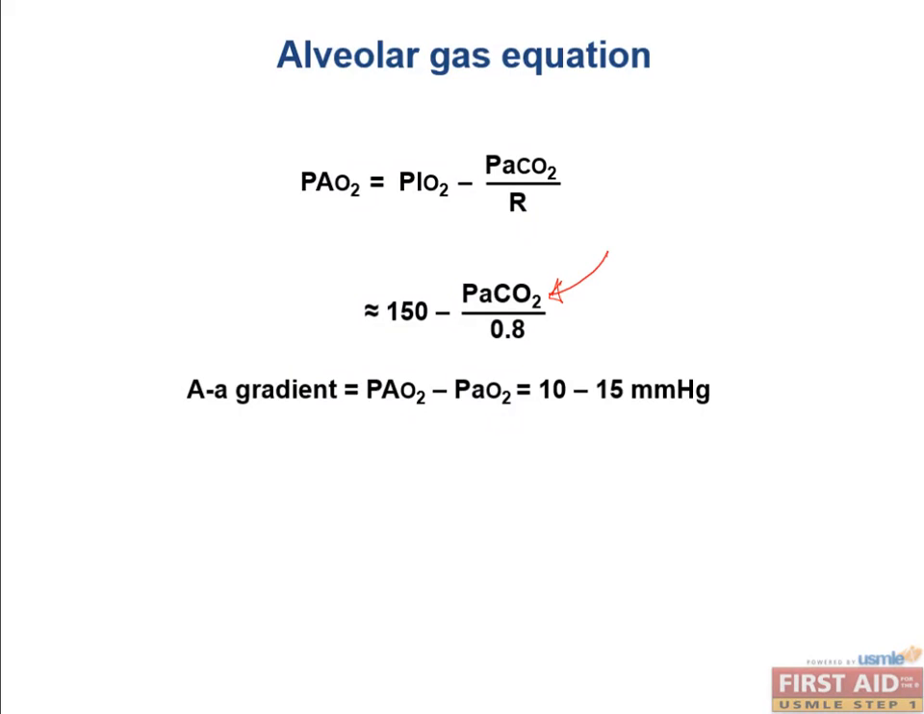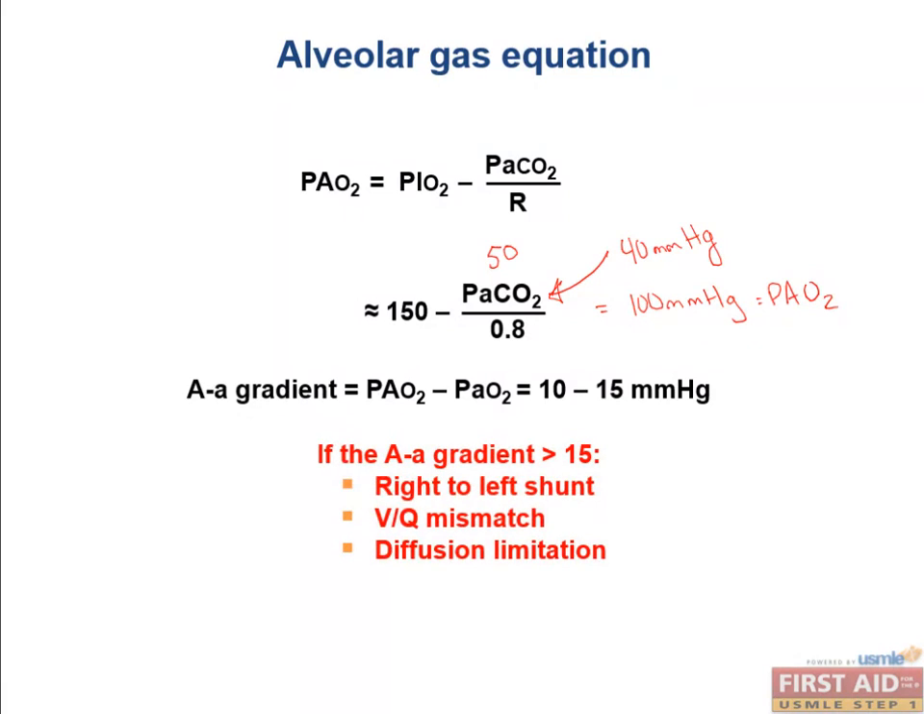So, what's normal PaO2 for a healthy adult at sea level? Well, the normal PaCO2 value is about 40 millimeters of mercury. So, dividing that by 0.8 gives you 50, and finally a PaO2 of 100 millimeters of mercury. What's the bottom line? If you see an AA gradient that's greater than 15 millimeters of mercury with hypoxemia, you should be thinking about some sort of right-to-left shunt, VQ mismatch, or a diffusion limitation problem, like we just discussed.